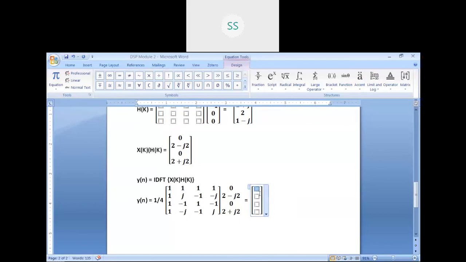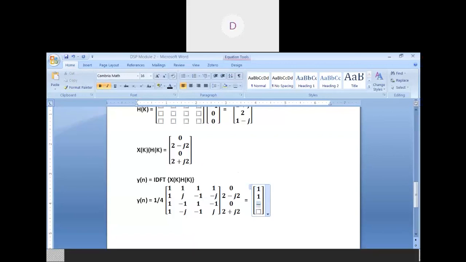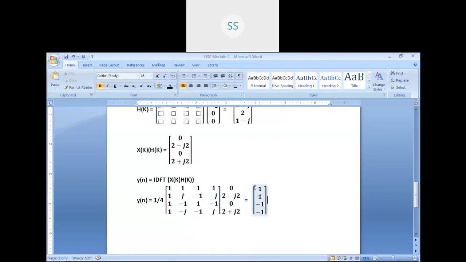So what is y of n? 4. Huh? 4, ma'am? Here 1 by 4 is there already, don't forget. So once you get the product, you should divide every component by 4, multiplying by 1 by 4. 1, then 1, next minus 1, minus 1. So this is the solution.